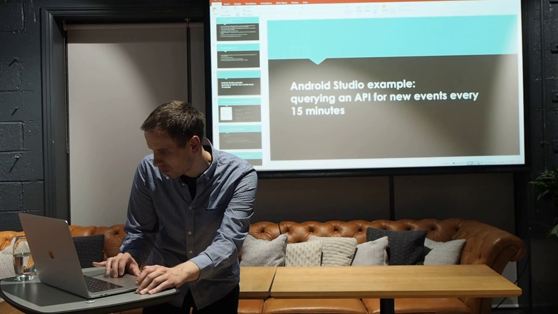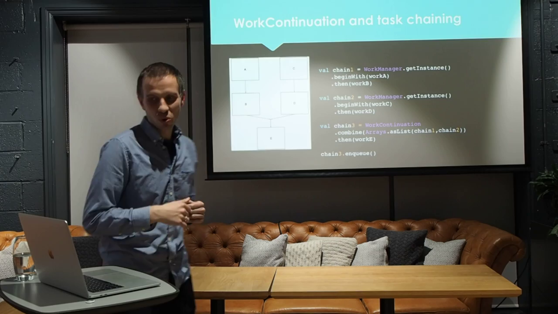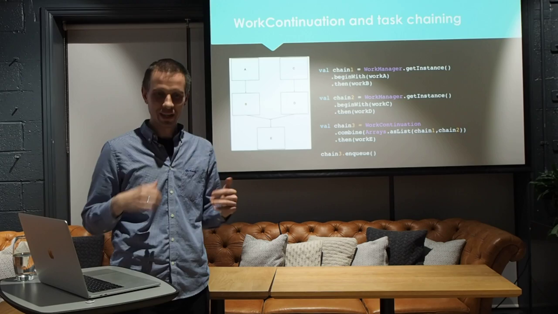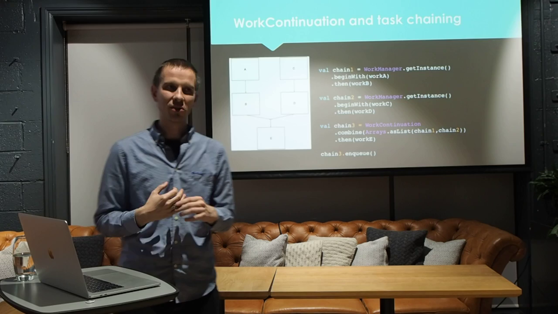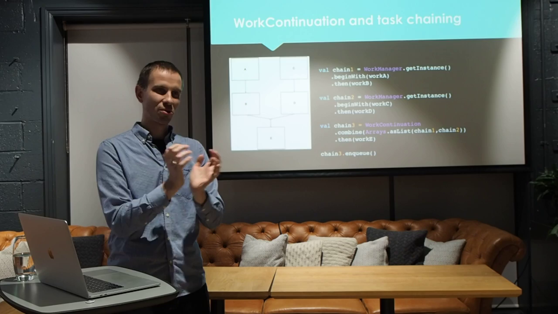All right. So one of the very nice ones is work continuation and task chaining. So this basically allows you to create chains of work that you'd like to complete. For example, say you want to upload an image that the user takes with their camera, but first you might want to compress that image to some more manageable size. And this is an example of how you do that.